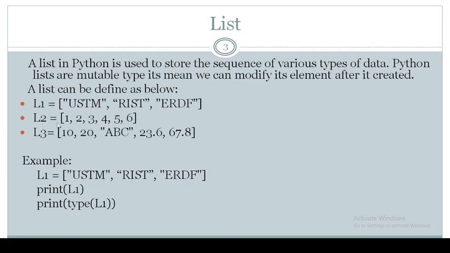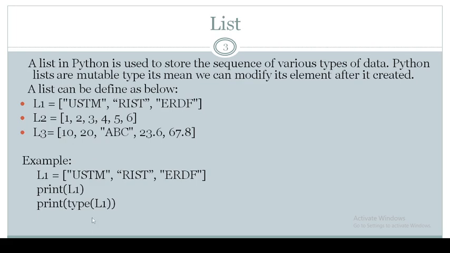Or like L2, this is a list, a collection of all integers. And look at the third list, L3: 10, 20, ABC, and that is a real number also, so a floating point number also. So we can keep different types of elements in a list. A list can be a collection of different types, and that is within the square brackets.